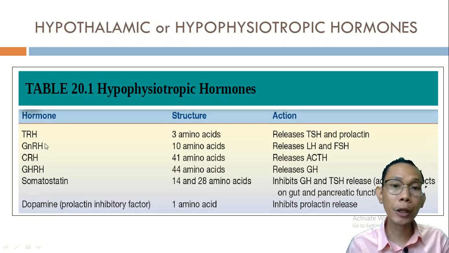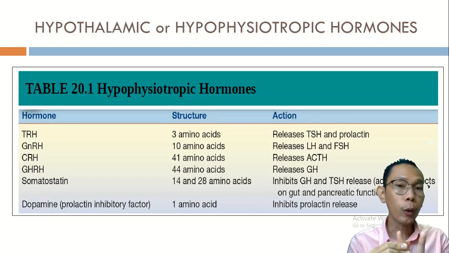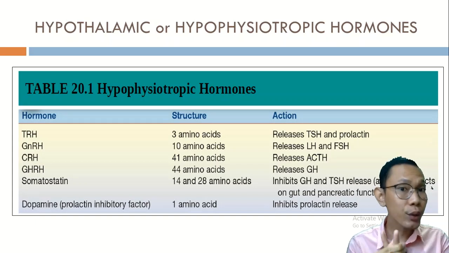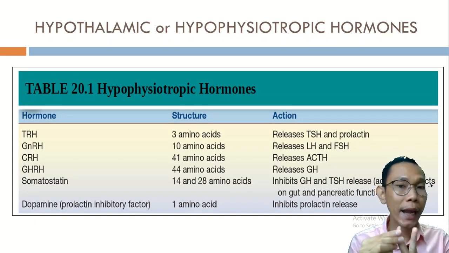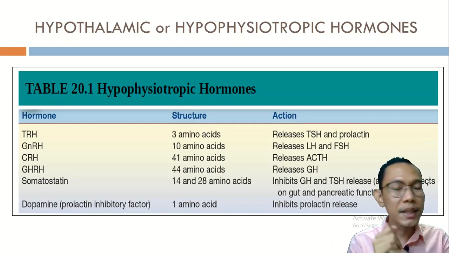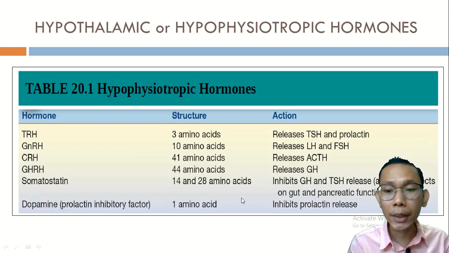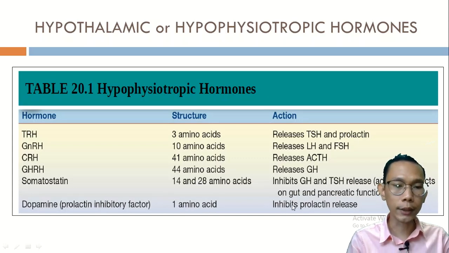So in short, your hypophysiotropic hormones have two functions. It's either stimulatory or inhibitory towards your pituitary gland. It will either inhibit hormones from your pituitary gland, or stimulate hormones from your pituitary gland. Yan lang yung action niya. Basta alam natin, somatostatin is inhibitory in nature, pero ang inihinibit niya is only your growth hormone and your TSH, while your dopamine is your prolactin. I hope that's clear.